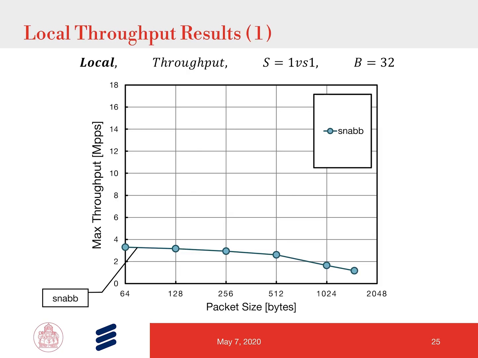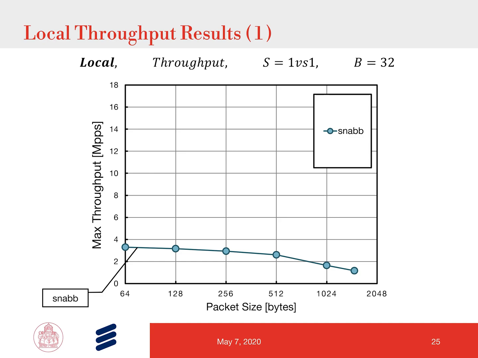Let's consider the maximum throughput achieved by each kernel bypass solution when a single pair of sender and receiver applications is deployed on a single host, hence performing only local communications. In this plot, we are showing the maximum throughput achieved by each virtual switch in millions of packets per second with respect to the size of the packets exchanged by the two applications.